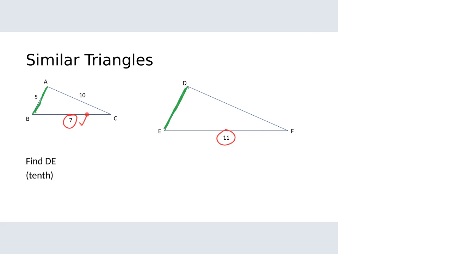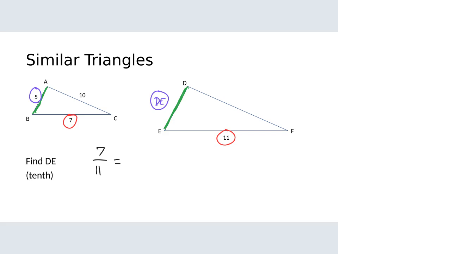I know that 7 in the small triangle corresponds to 11 in the bigger triangle, and I'm going to use that to set up my proportion. I know I'm going to have 7 over 11. You could do 11 over 7, that would be fine. But because that relationship exists, 7 over 11 is my relationship between these two triangles. And then my corresponding parts here are 5 and DE. You could call it DE if you want to name the side length. If you're more comfortable just calling it X, that's totally fine. It's the thing we're looking for.